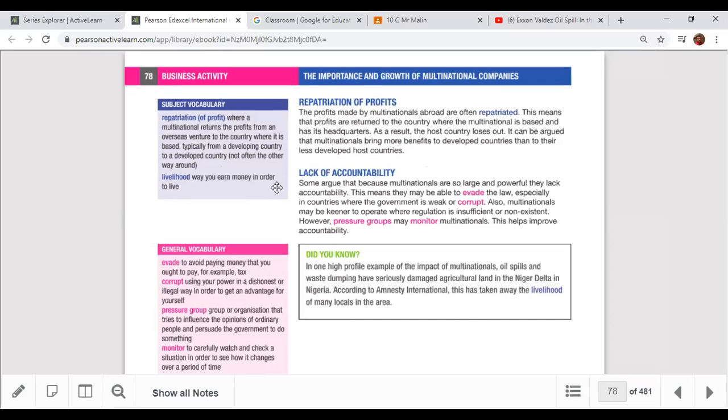And finally, the disadvantage of lack of accountability. The argument is that because multinationals are large and powerful, they lack accountability. This means they may be able to evade the law, especially in countries where the government is weak or corrupt. Also, multinationals may be keener to operate where regulation is insufficient or non-existent. However, pressure groups may monitor multinationals, which helps to improve accountability. This is the lack of accountability part.